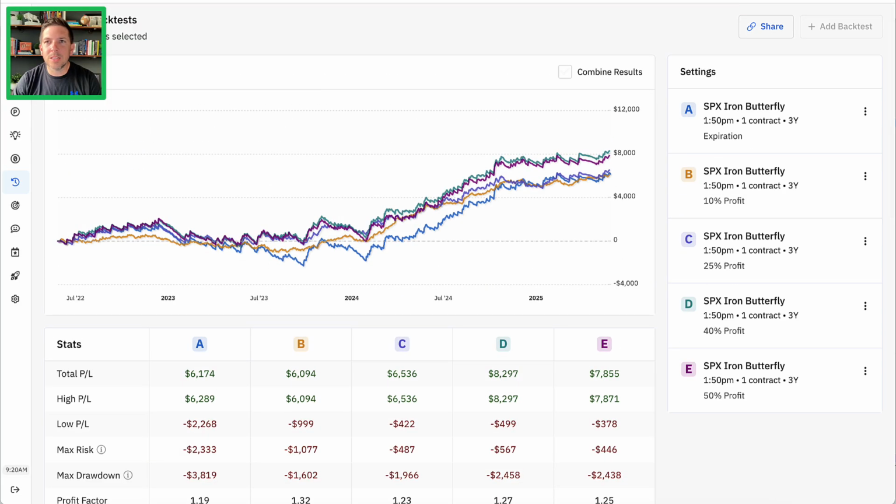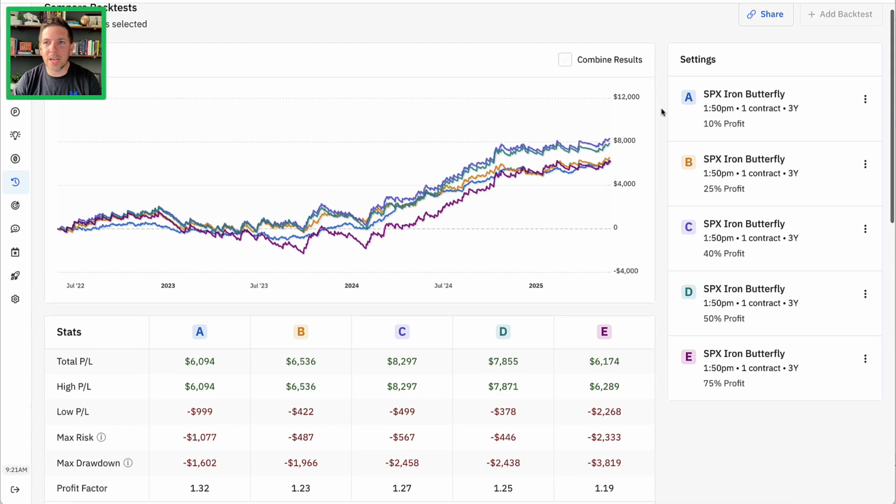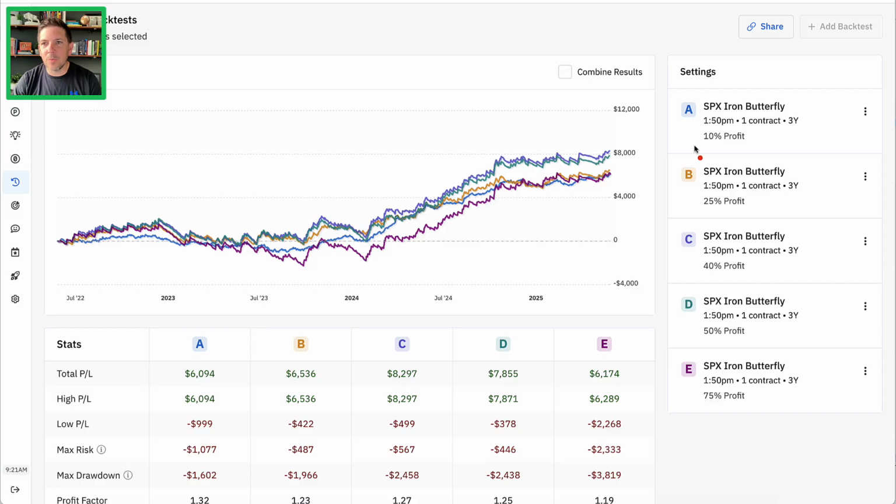So let's just see what 75% would have been. All right, so this is 75%. Again, this kind of shifts things around a little bit, but just look on the right-hand side here. We got 10% as our new A, B is our 25%, C is our new 40%, D is 50%. And just because we wanted to test and see, maybe we hold things much longer into expiration, try to capture a big profit. Did that actually help?